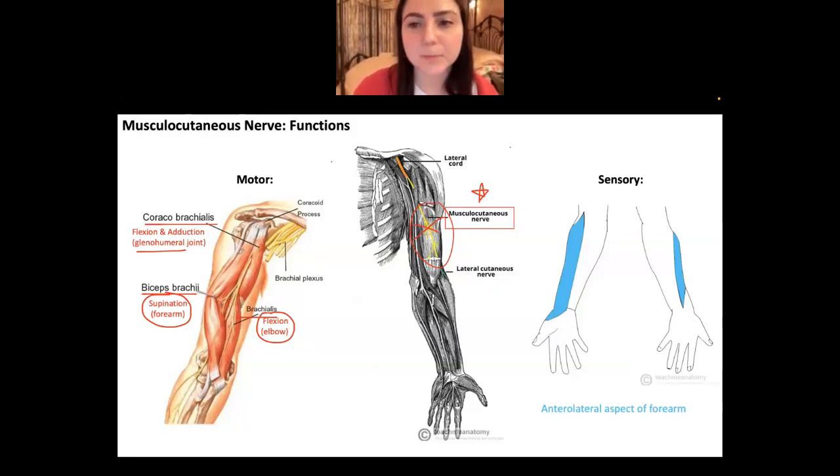Sensory wise, if you lesion the musculocutaneous nerve, you're going to have sensory deficits. Think pins and needles or numbness. I've seen both in vignettes. So either sensory deficits such as pins and needles, numbness, tingling, things like that in the anterolateral aspect of the forearm. So we're down in the forearm, past the elbow, and it's going to be anterolateral. Here's where the thumb is. Remember, the thumb is always lateral.